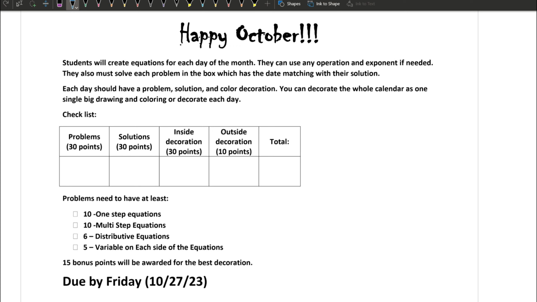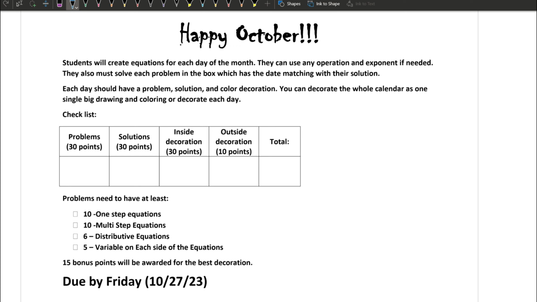Okay, so checklist, here's how you would be graded. Each day you should have a problem. So there are 30 problems in 30 boxes, and along with that is the solution. You need to show me step by step how you get the answer, and the answer will match the date. Okay, that's 30 points.